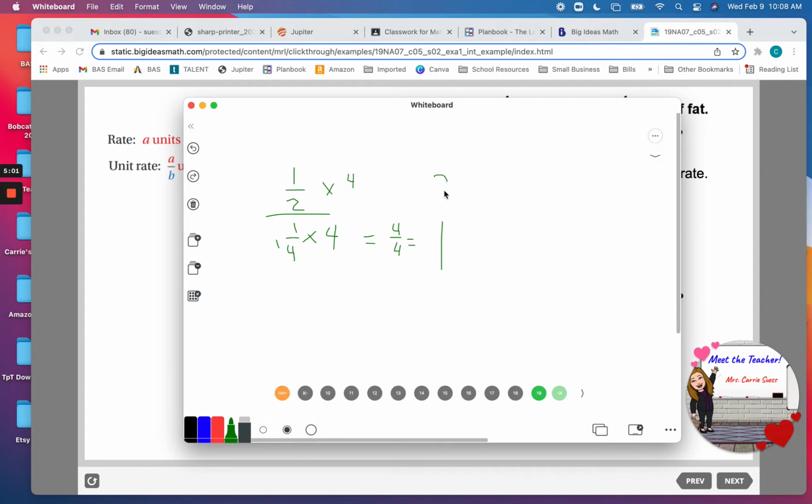Is that the same answer that they just got? Yes. Wait, 1 times 4 is 2. Oh, I see. 1 times 4, and then divided by 2. So you get 4 over 2 technically.